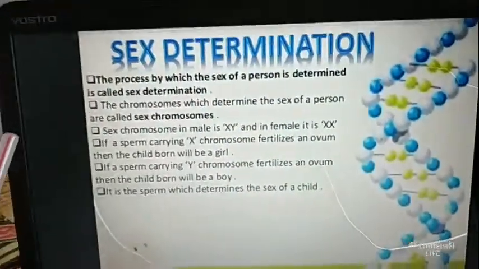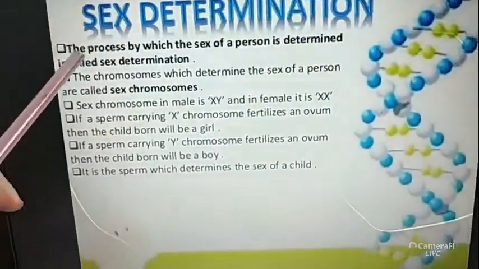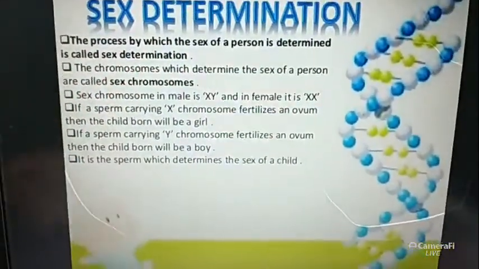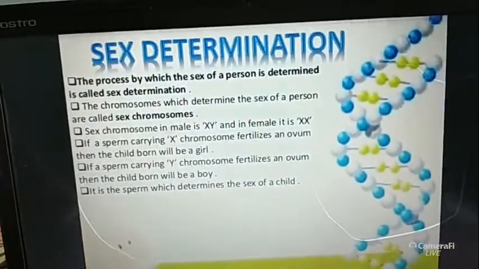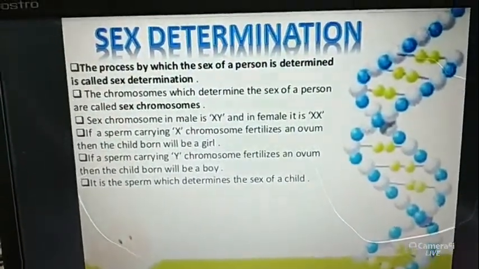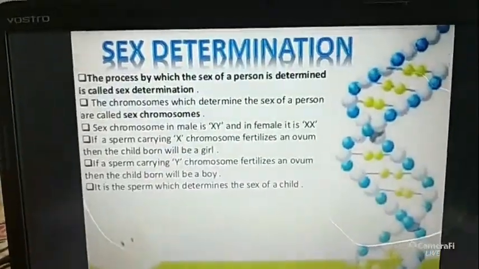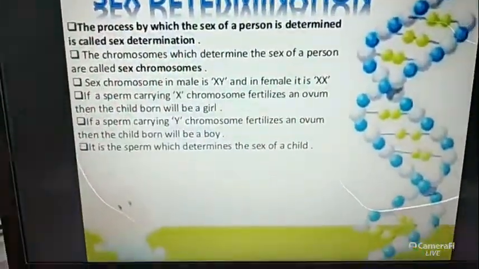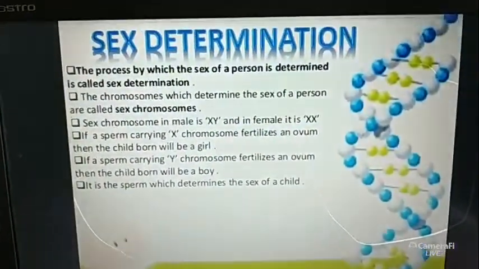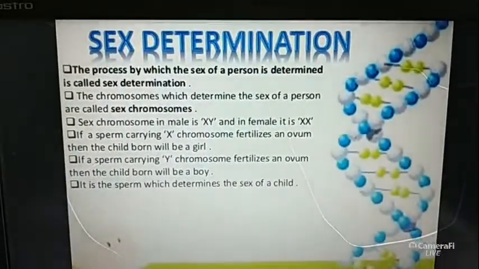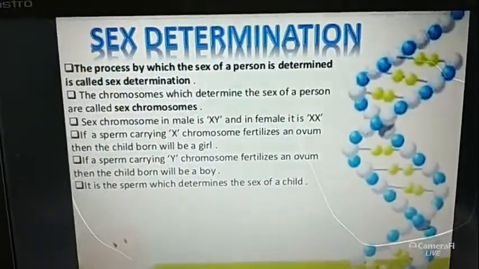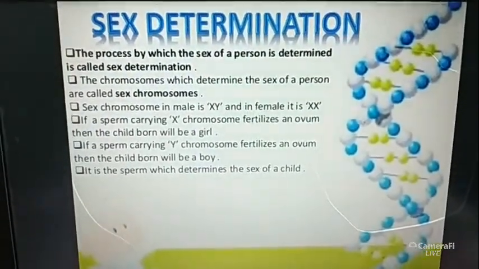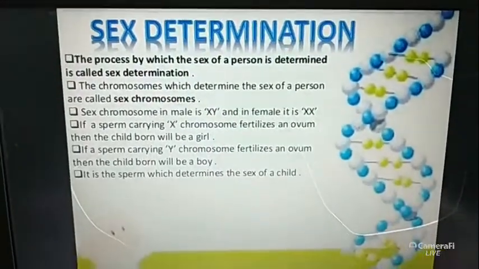What is the definition of the sex determination process? The process by which the sex of a person is determined is called the sex determination process. Sex means gender. Second, the chromosomes which determine the sex of a person are called sex chromosomes. Now listen to me. In our body, we all know there are a total of 46 chromosomes. Within the 46, 44 are autosomes and 2 are sex chromosomes.